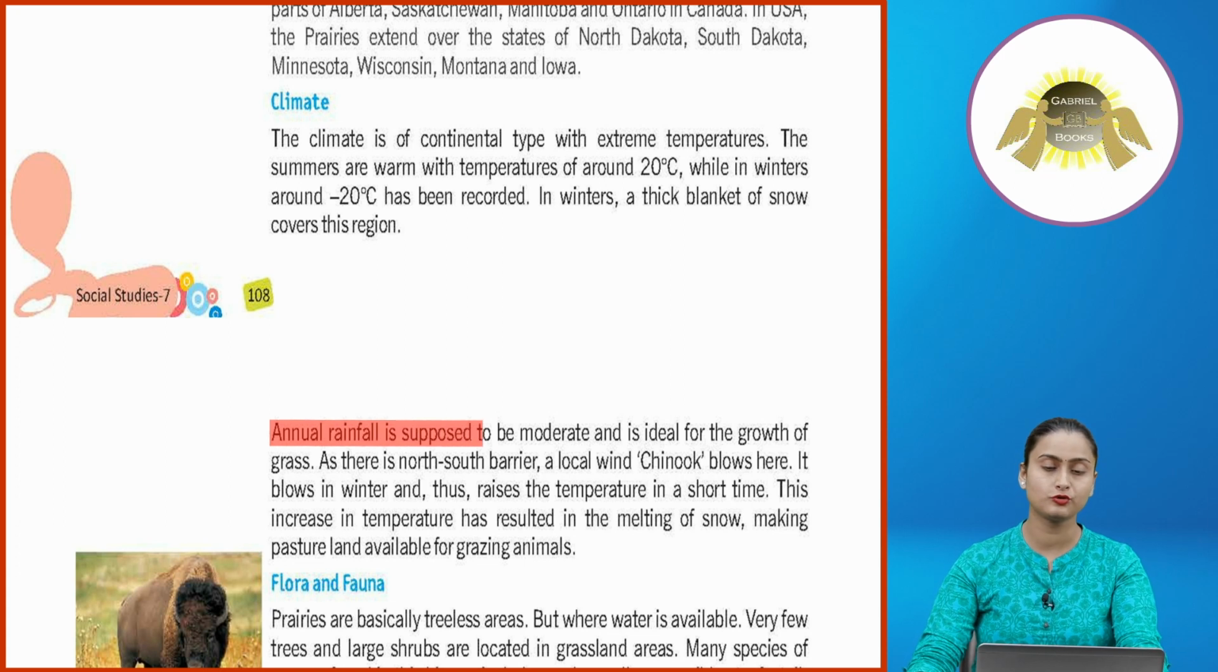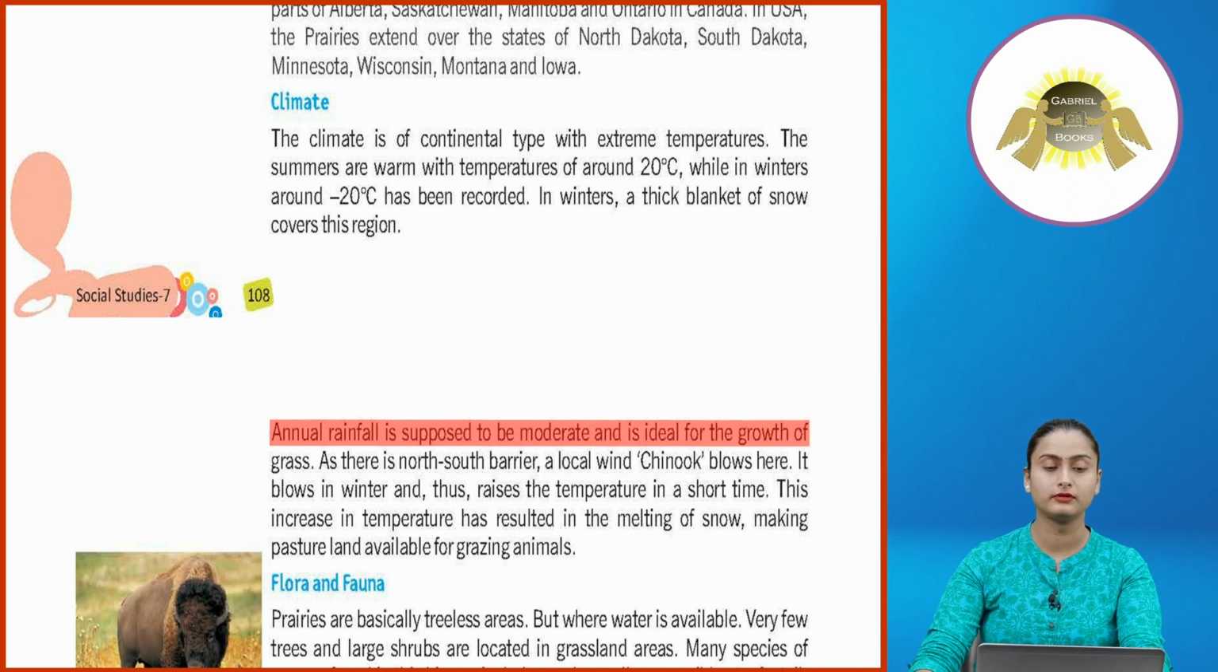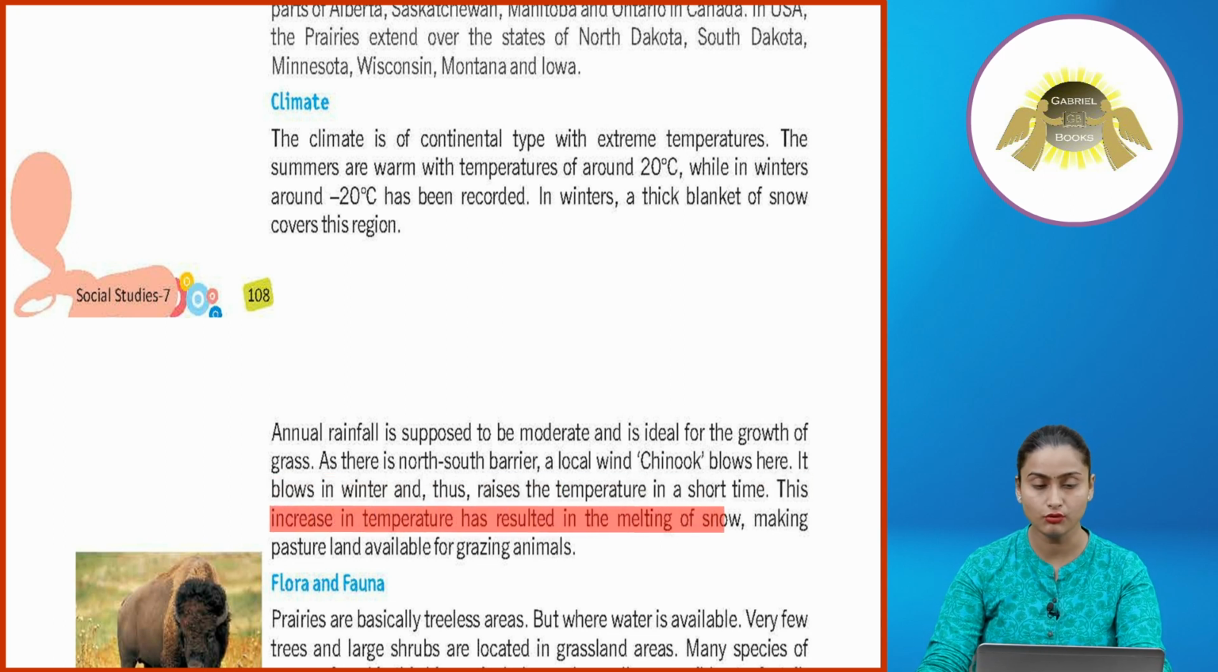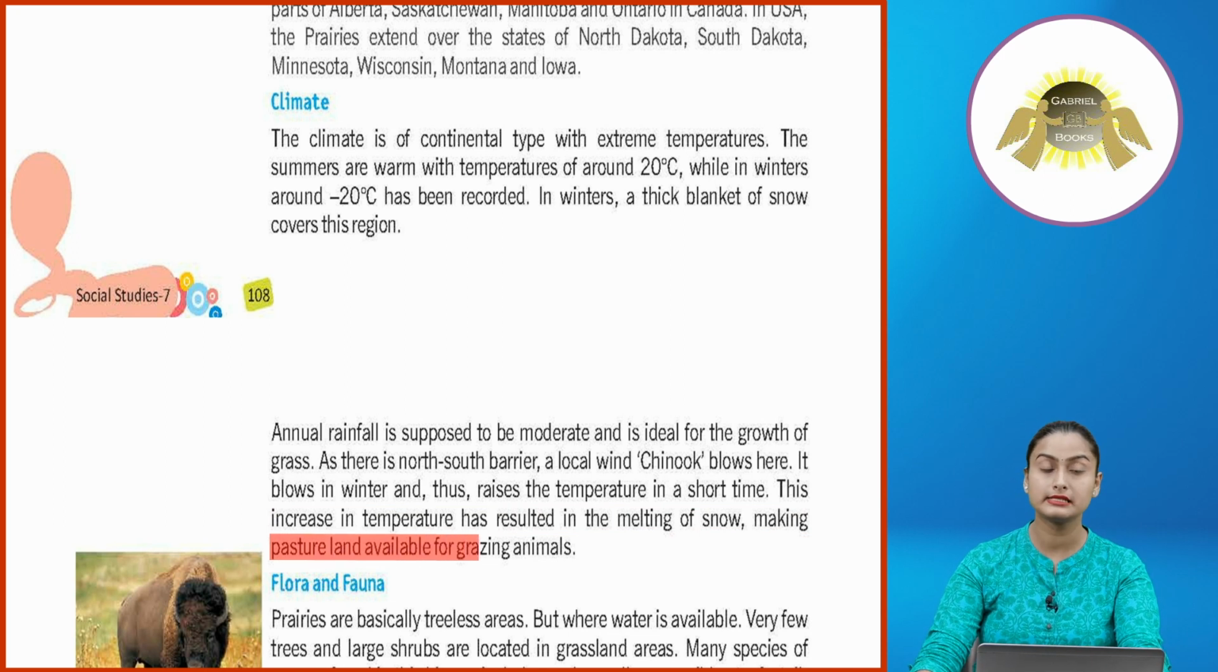Annual rainfall is moderate and is ideal for the growth of grass. A local wind, Chinook, blows here. It blows in winter and thus raises the temperature in a short time. This increase in temperature results in the melting of snow, making pasture land available for grazing animals.